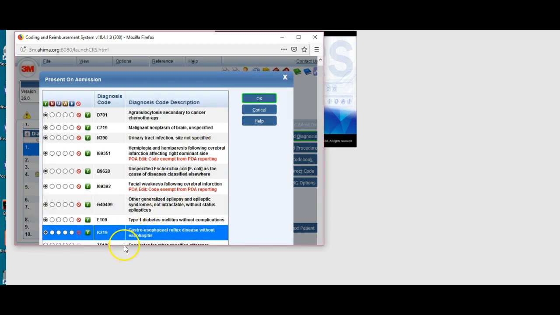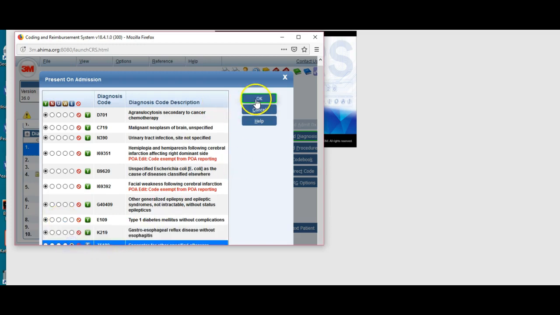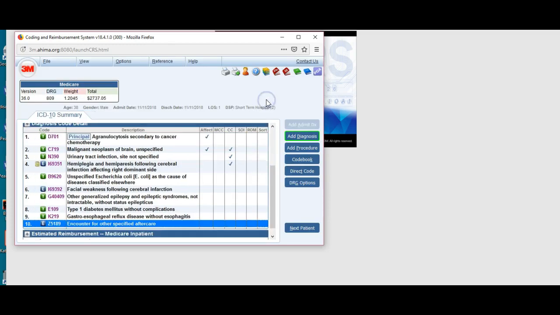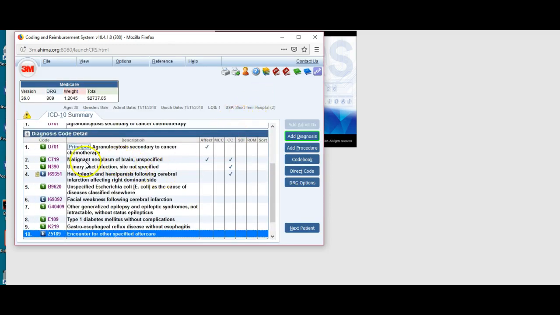And Z codes are exempt. So we can put exempt there. And see how it says these two are exempt as well. So we can check those and exempt. And then hit OK. And now our POAs are right there in our final screen. And that's what you want to do inside 3M to code an inpatient.